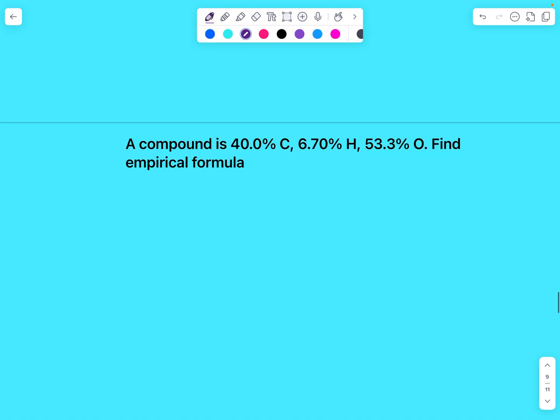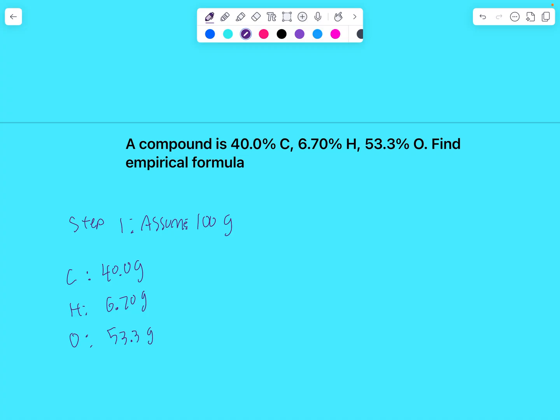Let's try this one. A compound is 40.0% carbon, 6.70% hydrogen, 53.3% O. Find the empirical formula. So the step 1 is to assume it is a total, from what we're seeing, of 100 grams. We know we have, for carbon, 40.0 grams. H, you're going to turn that into grams, 6.70 grams. O, 53.3 grams.